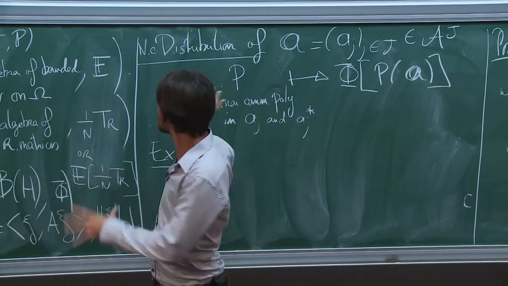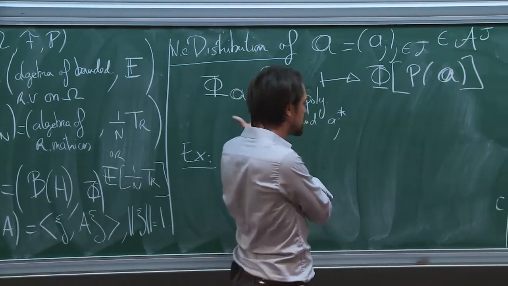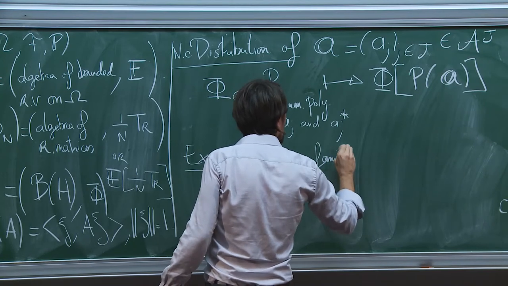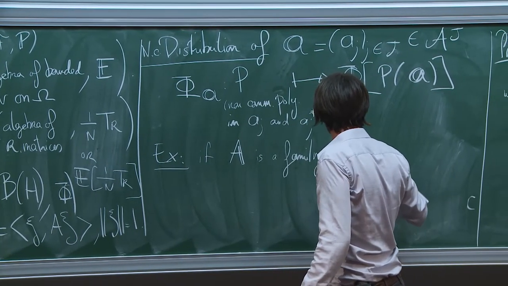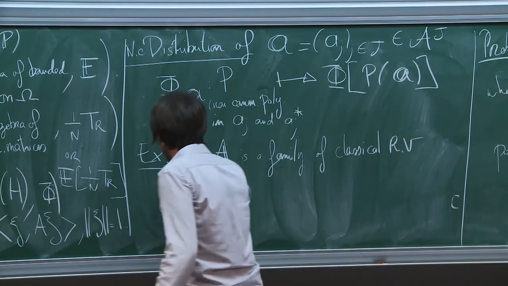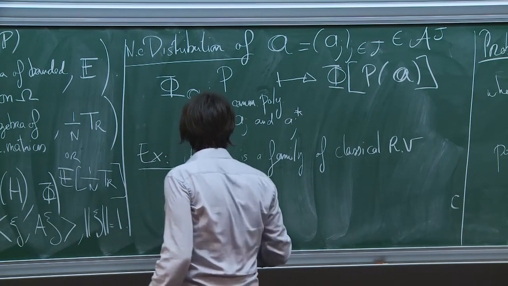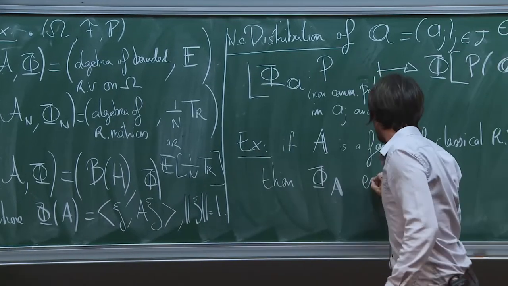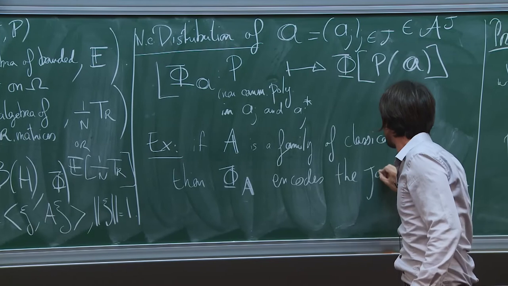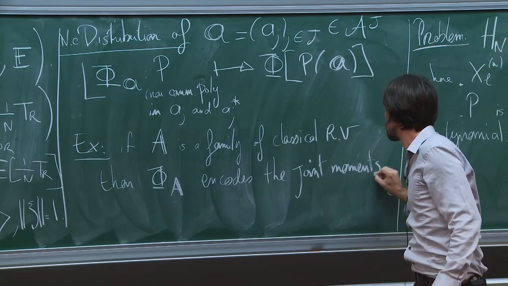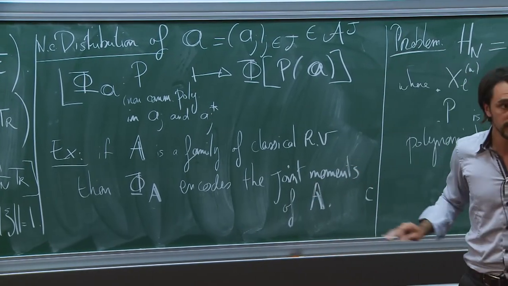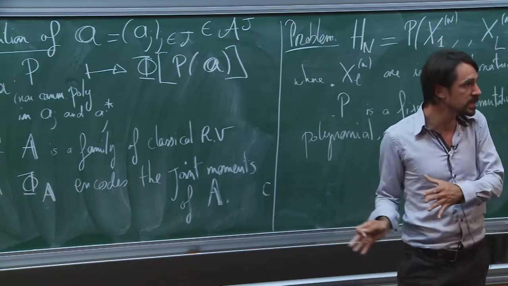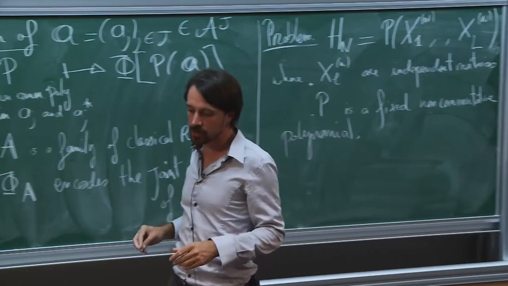Compared to the classical setting, the notion is not really the notion of distribution in the classical sense, but it is very related. If, say, a is a family of classical random variables, then phi_a, which is defined in that formula, in this context just encodes the joint moments of a. So under some assumptions, say when the random variables are bounded, this actually characterizes the distribution. But of course, it is in a much more algebraic way, as we are in a more general context.